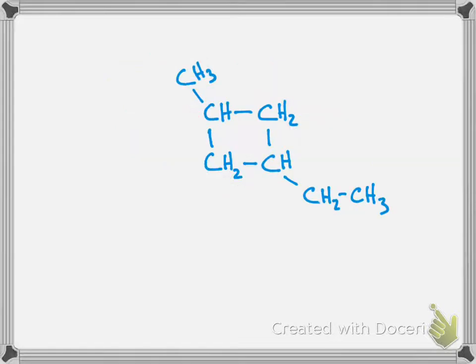Now this one's a little bit different. Now we see that this one is in a ring. Anytime we have something in a ring, that is going to be our parent. So meth, eth, prop, bute for my prefix here. Bute is 4. They're all single bonds in the parent, so it's butane.